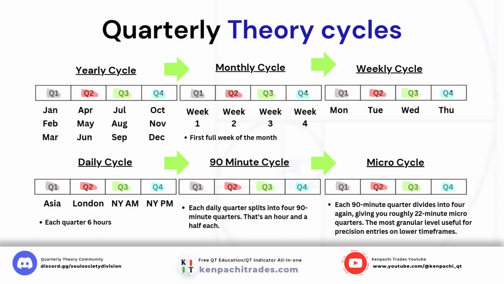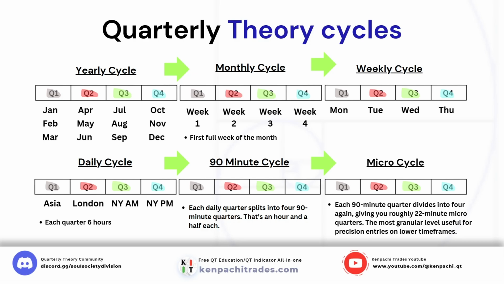Now, the daily cycle. A trading day splits into four 6-hour quarters, where Q1 is the Asia session from 6 p.m. to 12 a.m., Q2 is London from 12 a.m. to 6 a.m., Q3 is New York AM from 6 a.m. to 12 p.m., and Q4 is New York PM from 12 p.m. to 6 p.m.